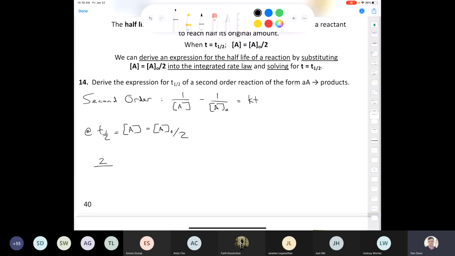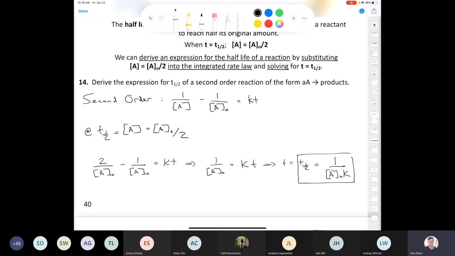So we get 2 over the initial concentration of A, subtract 1 over the initial concentration of A, is equal to kt. That means that 1 over the initial concentration of A is equal to k times t. And we know that t is equal to the half-life. So it's going to be equal to 1 over the initial concentration times k. And there you have it, my friends. We've just derived the last one. So now we've derived the half-lives for zero-, first-, and second-order reactions.